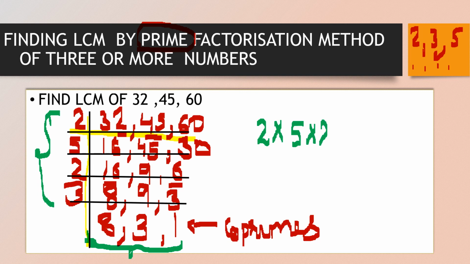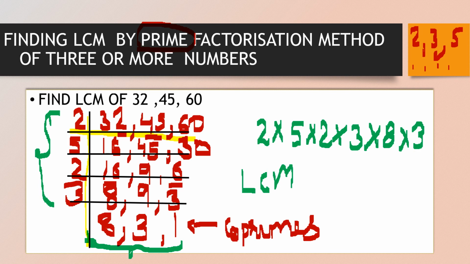This green color is looking nice here. And after that I will be writing 3. And then I will be writing 8. After that I will be writing 3. And I can avoid writing 1 because if I multiply by 1, I'll get the same number, right? And when you find the product of these, that will be your least common multiple of 32, 45 and 60.